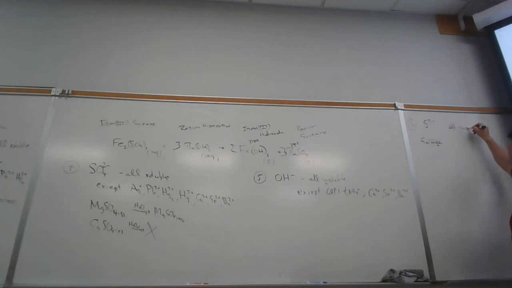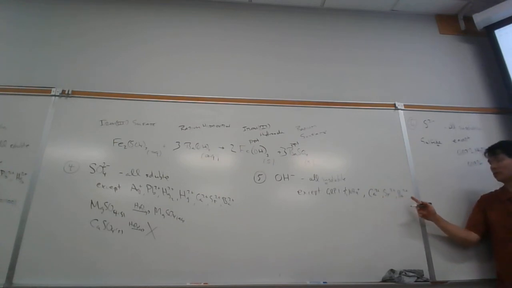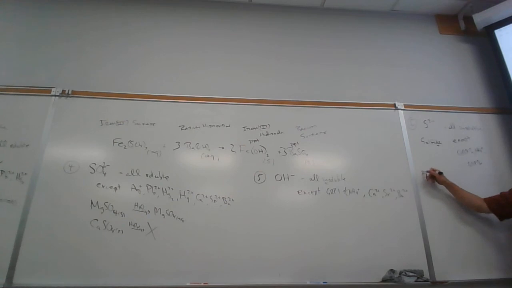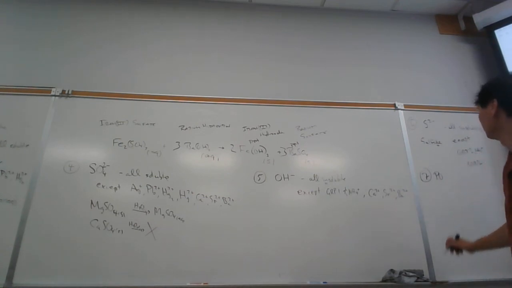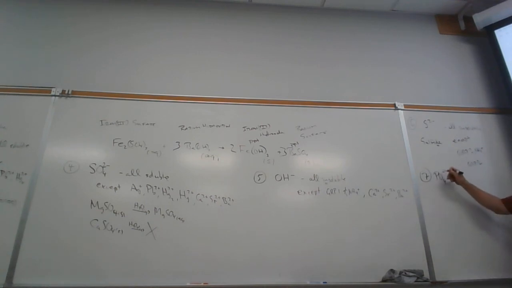These are all insoluble, except group 1, ammonium, and group 2. And so in this case, we have the entire group 2, which would include magnesium, calcium, strontium, barium. That's sulfide. And the last rule that we have involves phosphate. What's the formula for phosphate? PO4 minus? PO4 3 minus? Good. Actually, that's right. PO4 3 minus. Phosphate.